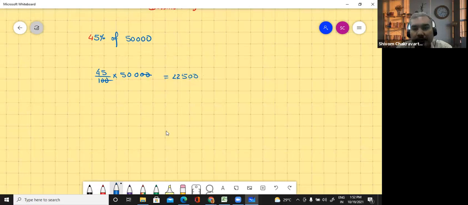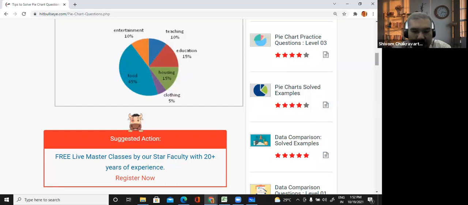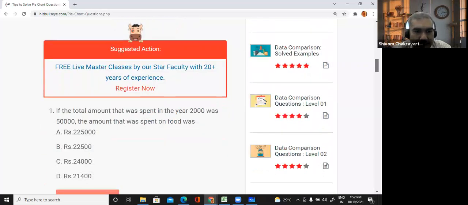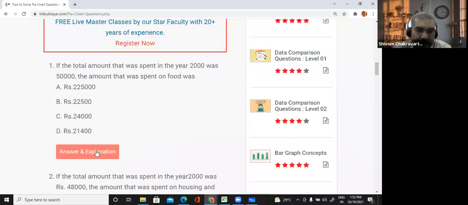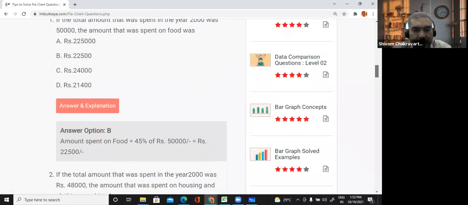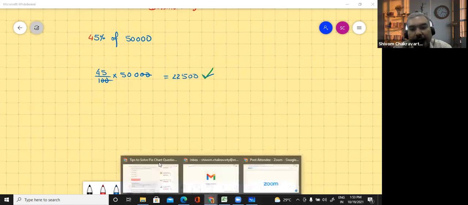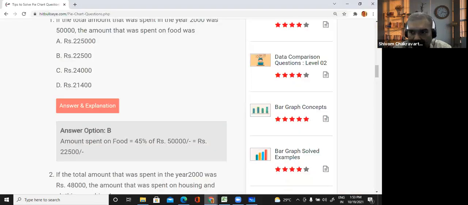Let us check. Before taking, we should check the values that are given. Yes, so it is 22,500. So now you can take the double tick, green color. Now you do one.